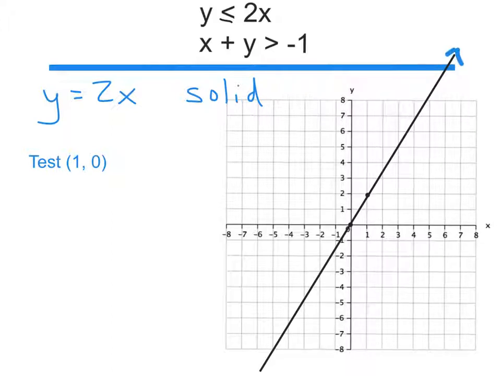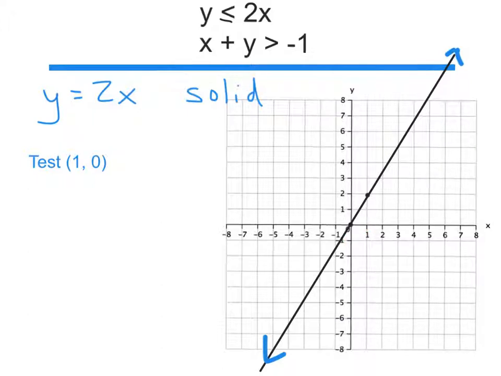So now we're going to test it. We're going to test it with a point that's not on the line. Now notice, this time our line does go through 0, 0. That's why I'm not testing 0, 0. Pick anything that's not on the line. I'm picking the point 1, 0. Where is that? That is right here. Notice it's not on the line.